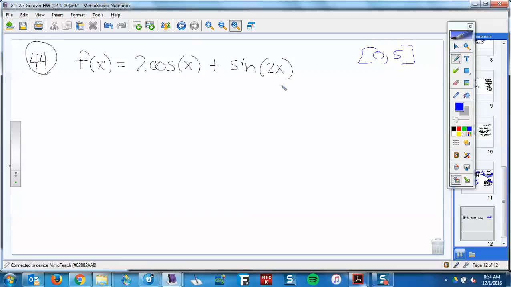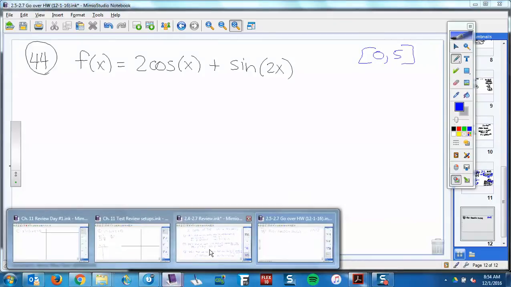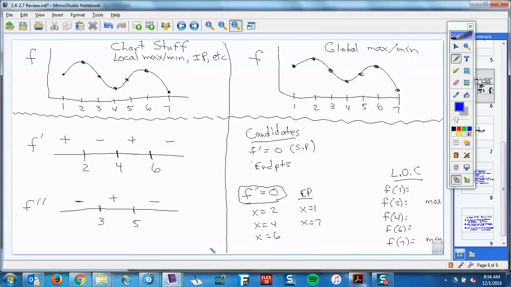And then where is f concave up? What do I need for that? Second derivative, set it equal to 0, do a number line on that. Okay, so this problem basically has all of it in it, right? If we go back to this review thing that I had right here, it's pretty much got all this.